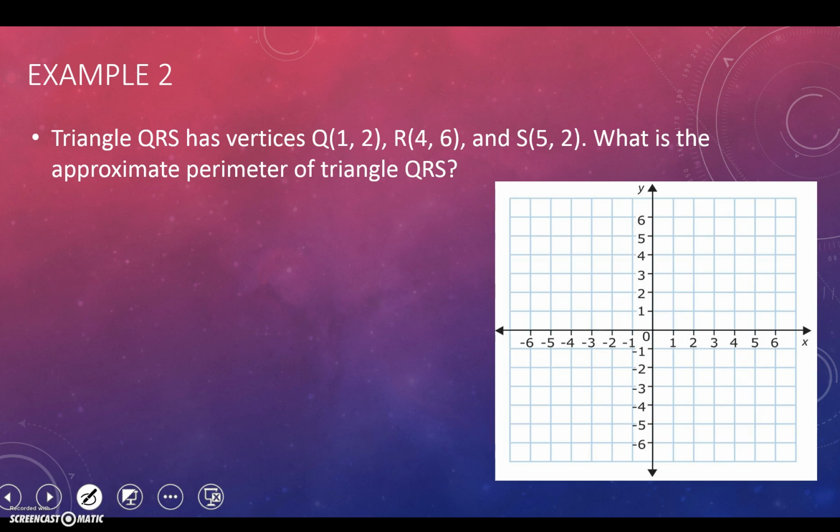All right, moving on to the next one here, we're going to take a look at it. We have a triangle QRS whose vertices are (1, 2), (4, 6), and (5, 2). Now, please bear with me as it is a little bit difficult to put these points on there, so I'm just going to go ahead and draw.